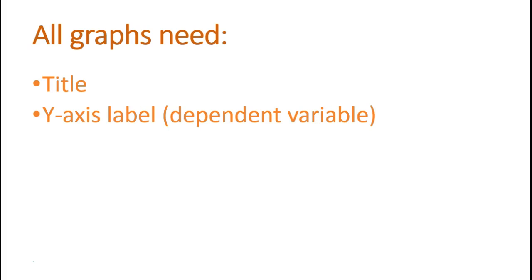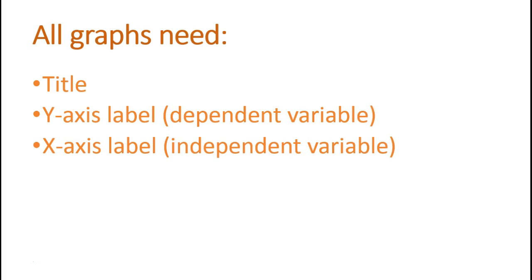Graphs that we use in science class all need a y-axis, that's a vertical axis going up the left side of the graph. As a rule, that's where the dependent variable is graphed. And this needs to be labeled with what the dependent variable is. And they all need an x-axis, which is the horizontal axis going across the bottom of the graph, and that is generally where the independent variable is graphed.